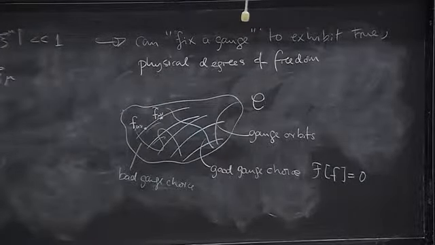All right. Now, what you do for source-free linearized gravity, that means I have set T mu nu equal to 0.